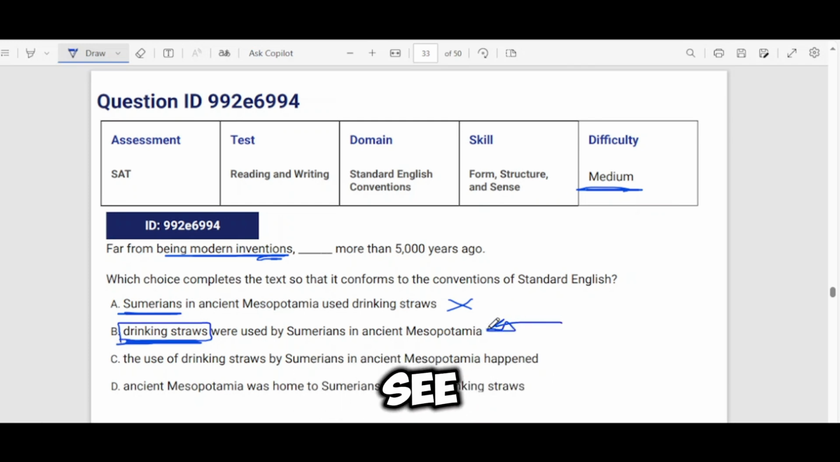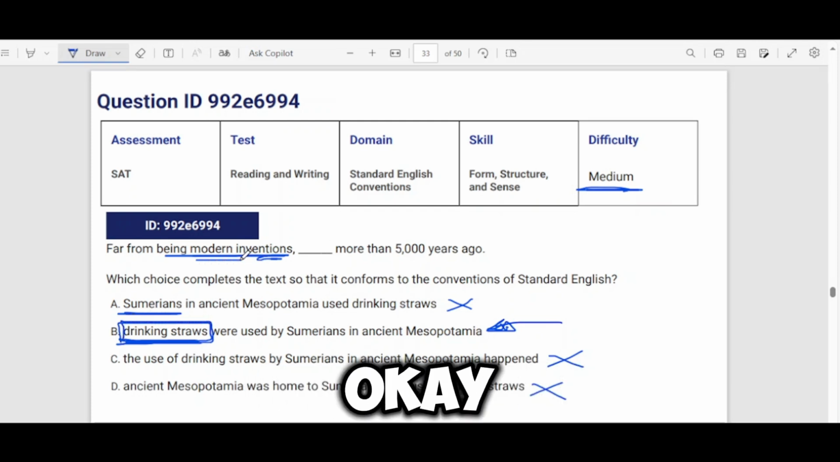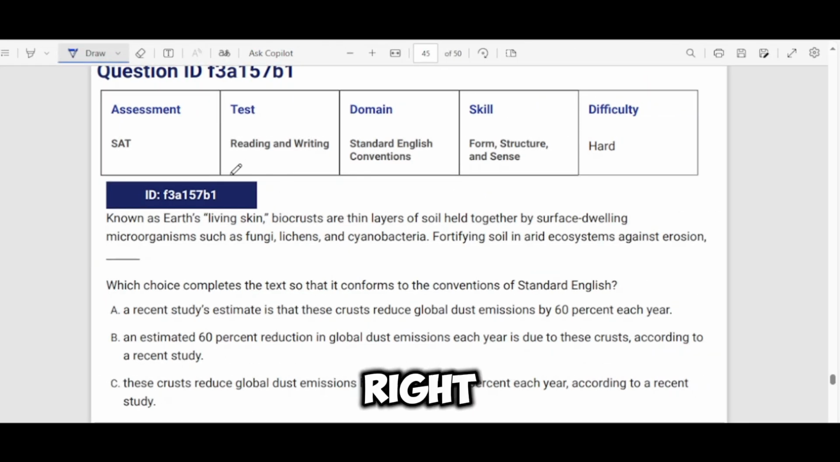Although let's also see the other answer choices. The use of drinking straws, this is incorrect. Ancient Mesopotamia was home, this is also incorrect. So they're talking about this subject and it'll come immediately after the modifier. Okay, so this one's correct. Alright, so moving on to the hardest example of this type.